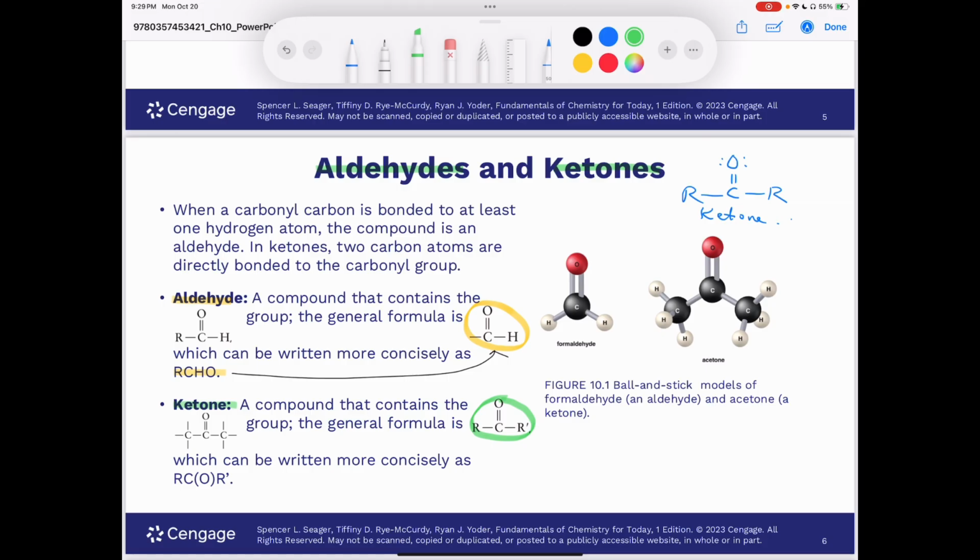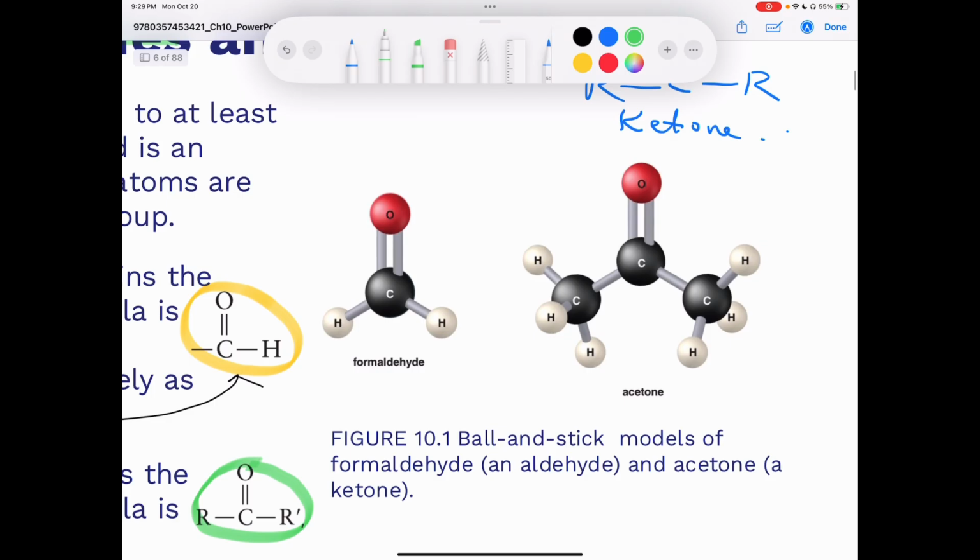And we can write the condensed formula of a ketone like this, where we put RC and then we put the O in brackets. And that O in brackets here denotes that it is a carbonyl like this. I know I use a green pen, so hopefully you can see that, but that's what that O in brackets denotes. And you can see some ball and stick diagrams here of two very famous compounds, an aldehyde and a ketone. The simplest possible aldehyde that we can have is formaldehyde, which is used as a preservative for biological samples sometimes. And then next to it, we have acetone, which is nail polish remover.